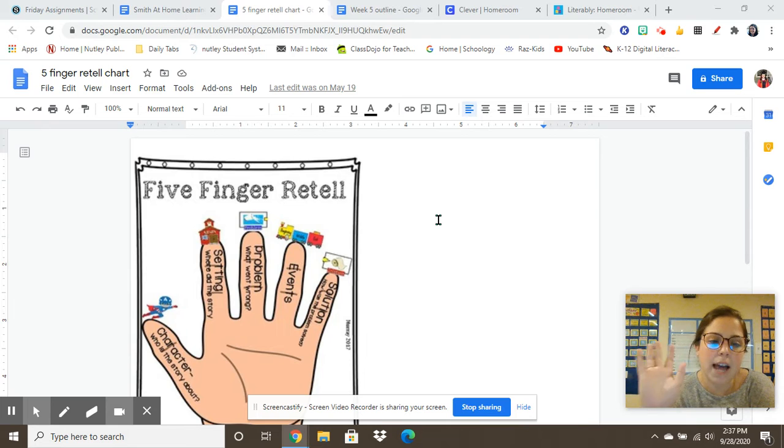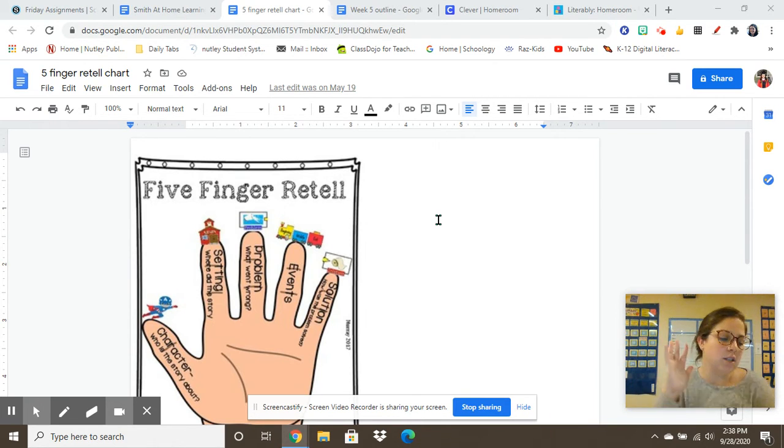So today we're going to focus on the characters, which is our thumb, the setting where the story took place, and if there is a problem in our book, a solution, or the events and the solution. But today, what we're really going to focus on is character, setting, beginning, middle, and end. So those are our five fingers. Go ahead and do it with me. Characters, setting, beginning, middle, and end. Those are the five things we always want to include when we're giving a really good retell.